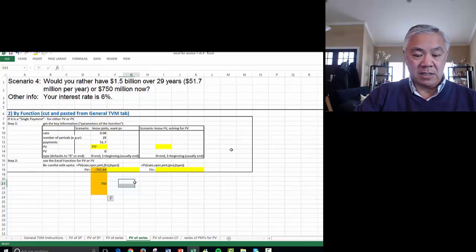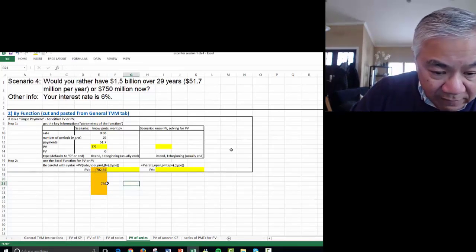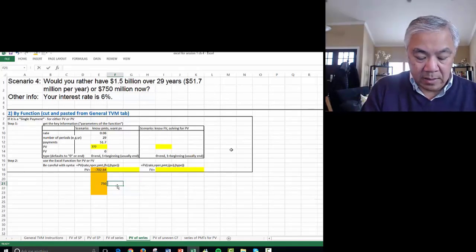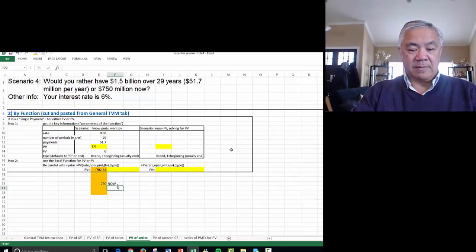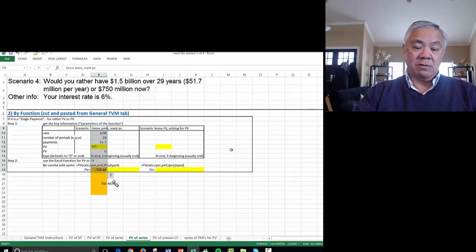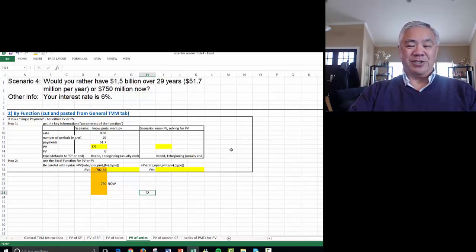And if these are our choices, I'd rather take the 750 now. Right? So here we have, what's the present value of the cash flow to us? 702. What are they offering me? 750. I'll take the 750. We should all be so lucky to get one big check for $750 million today.